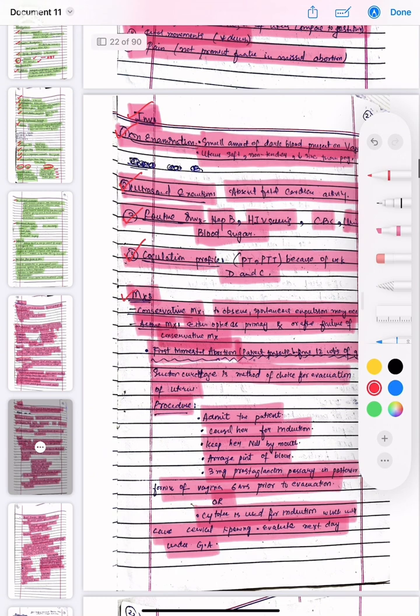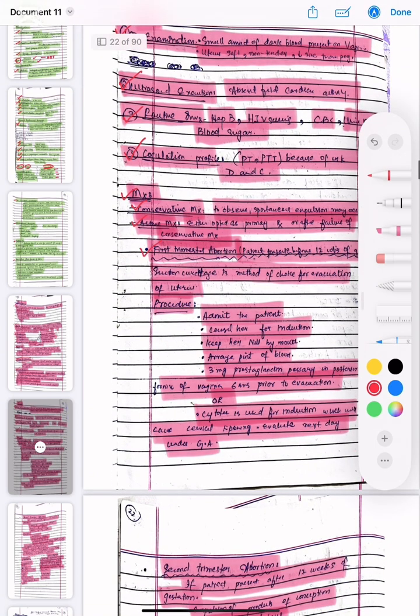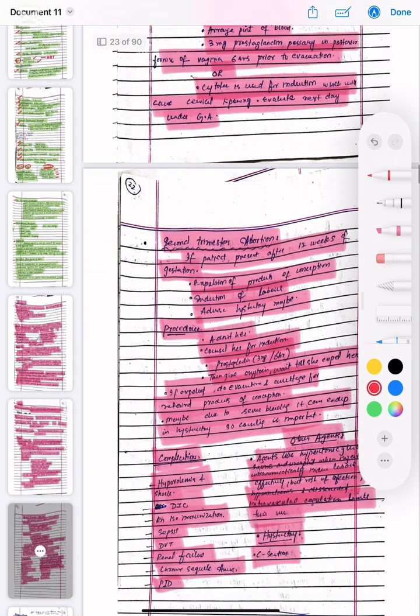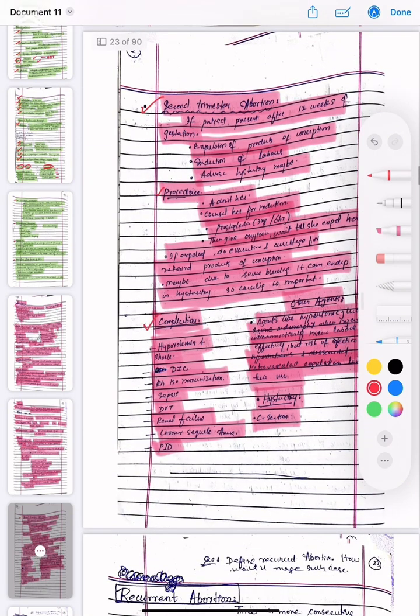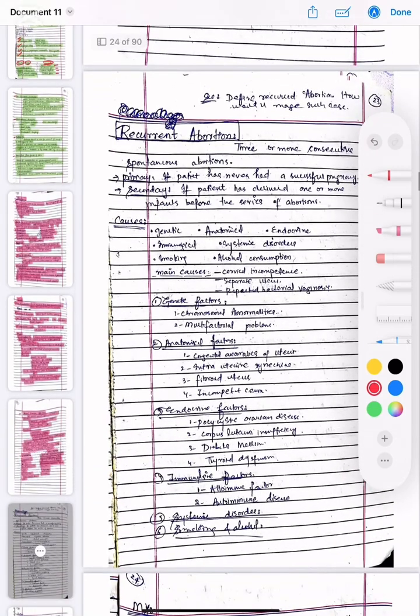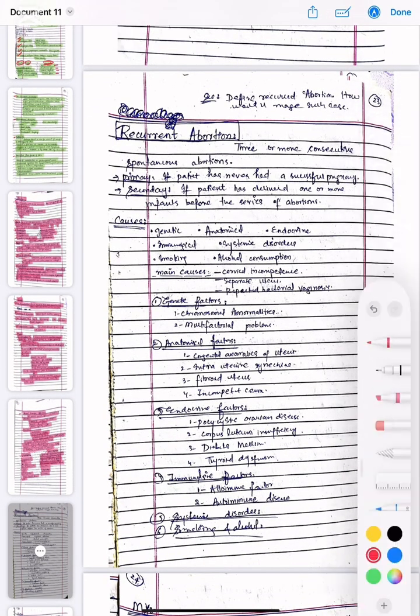Then we discussed the management options, which are conservative management and active management. Then first trimester abortion, that is patient presents before the 12 weeks of gestation and the procedure for it, and the second trimester abortion and the procedure for it, and then the complications of the abortion and what are other agents that are used. Now we will discuss the next topic, that is recurrent abortion.